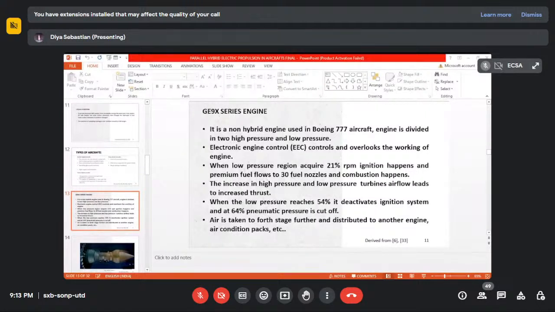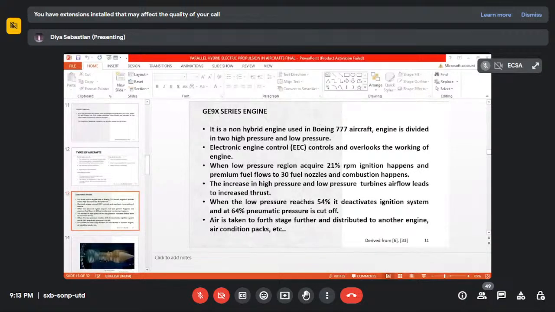So after the engine completely starts to work, then only the other engine, the twin engine, starts to work with that, and the avionics bus starts to accompany the working. For example, the air condition packs and all.